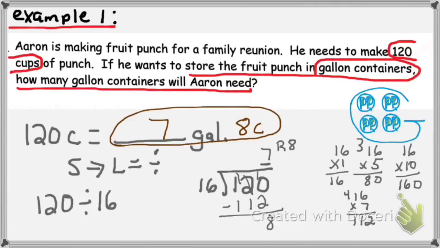But this was a word problem, so I have to go back to the original question. And that question says, how many gallon containers will Aaron need? He has 7 gallons and 8 cups, so he will need 7 gallon containers to hold all 7 gallons, but he has 8 cups left over, and he's not just going to pour that on the floor, so we need to add another container for that extra 8 cups, and 7 plus 1 equals 8.